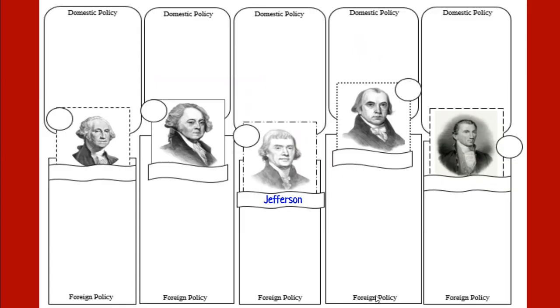Moving on to Jefferson, we have Thomas Jefferson coming into office. He's elected in the Revolution of 1800. This was a peaceful transition of power from the Federalists. In 1803, he approves the Louisiana Purchase, and this doubled the size of the nation and gave America control of the Mississippi River.